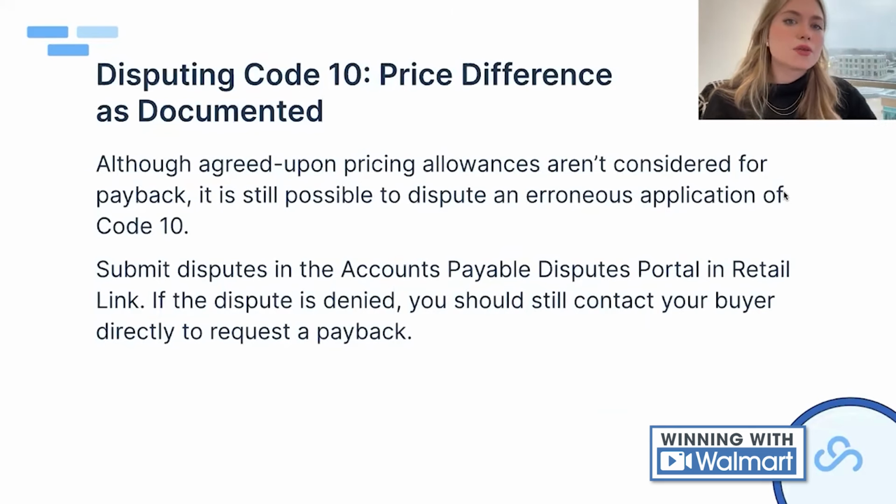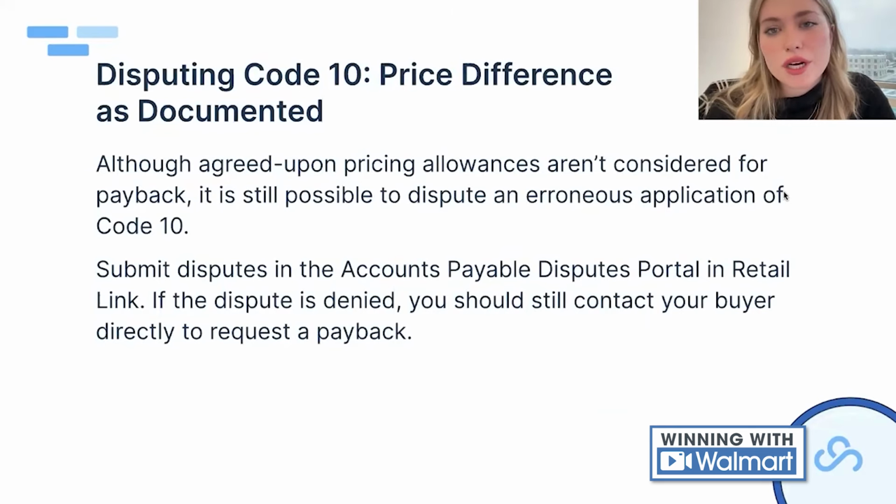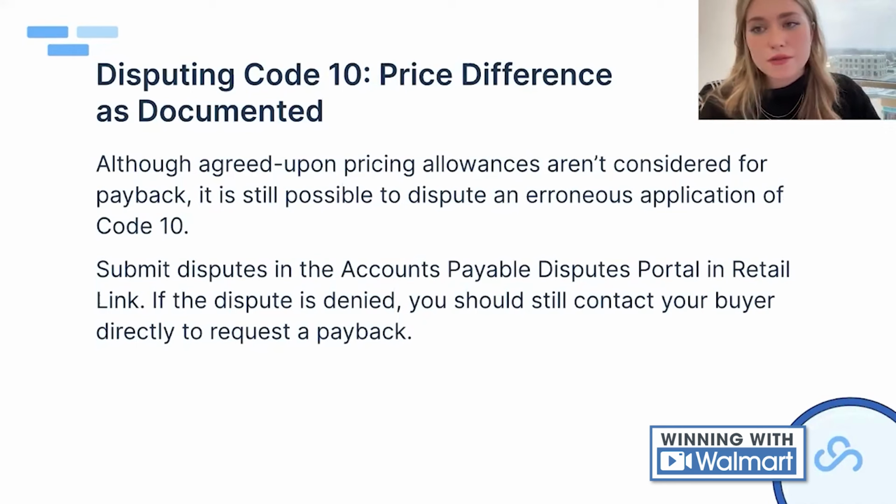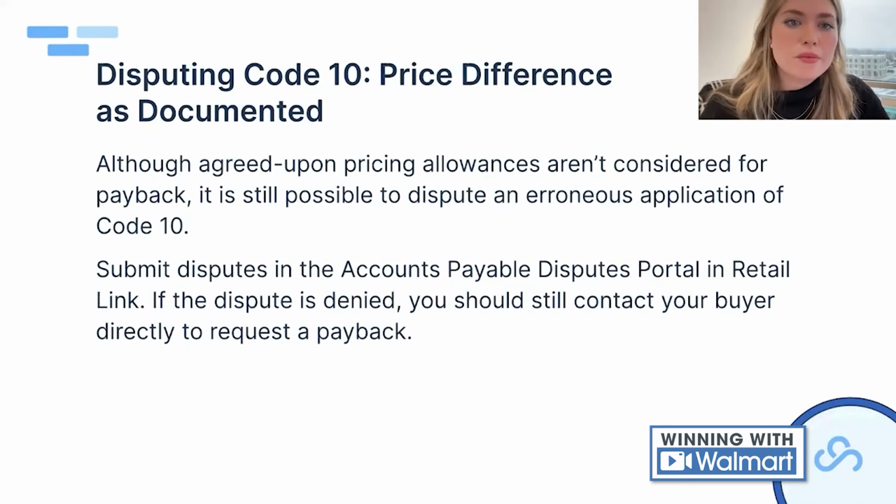Okay, how do you dispute a code 10? This is whenever a price is different than what is documented. It is possible to actually go and dispute these if it's being used incorrectly. You're still going to be submitting that in the accounts payable dispute portal in Retail Link.